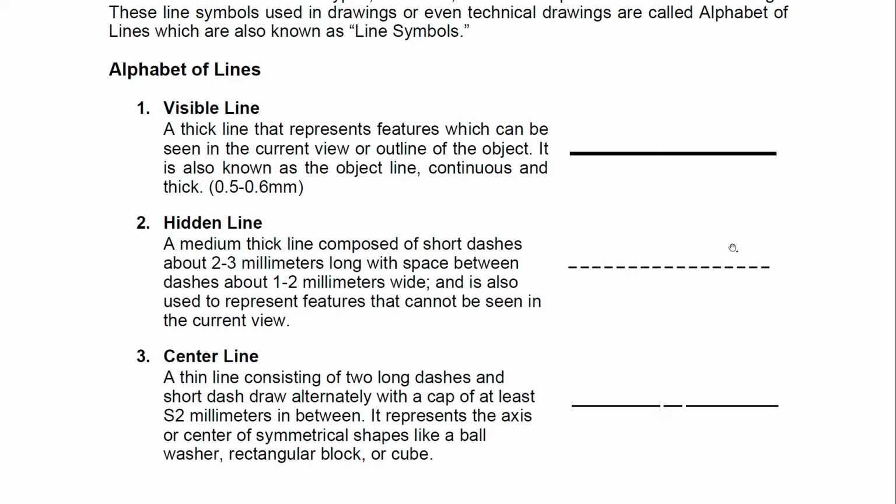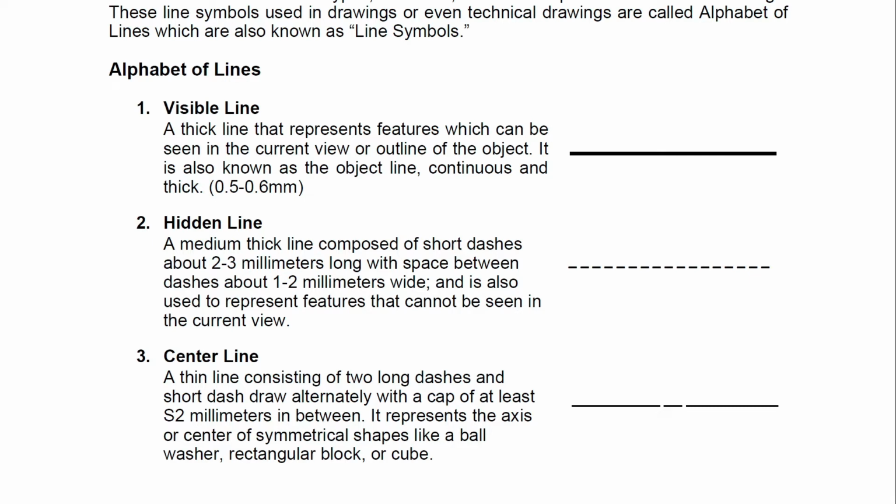So kung mapapansin natin, kabaliktaran lang siya ng visible line. So yung visible line natin, kaya siya solid na line yung nakalagay dito, it means na ito yung nakikita sa current view ng object. While sa hidden line, ito yung line na hindi siya visible sa current view o hindi siya nakikita. Siya yung nakatagong line.